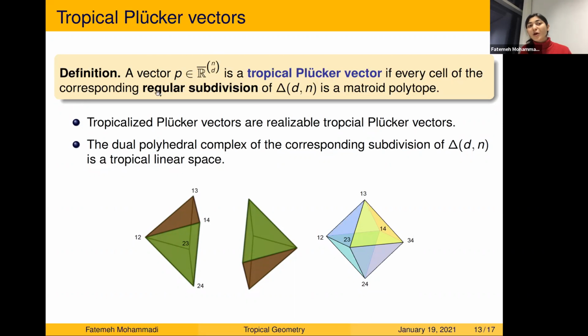Okay, so let me remind you again what a regular subdivision is. Is there any question here, or shall I go on?